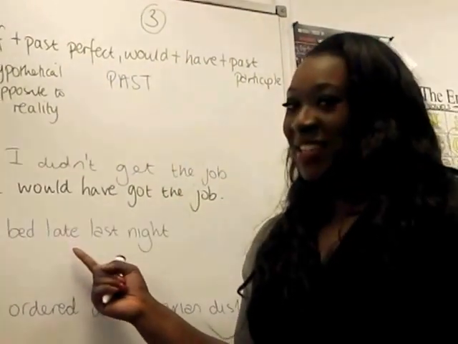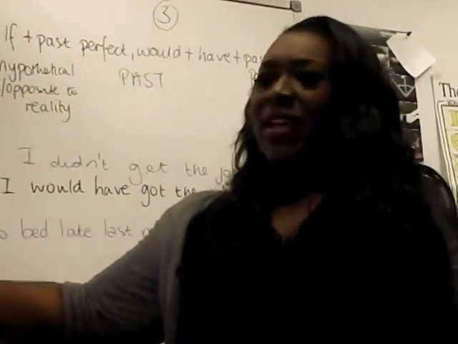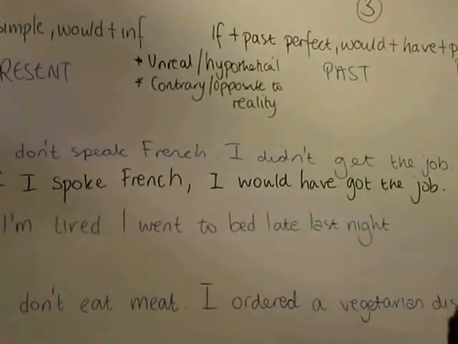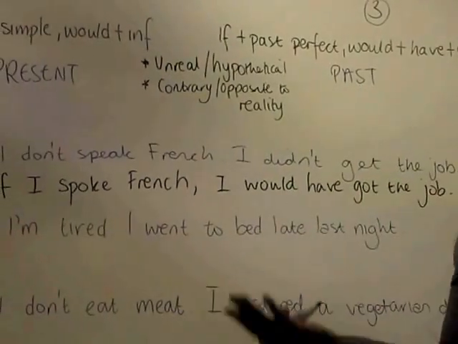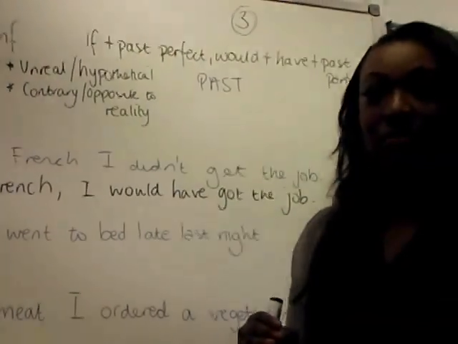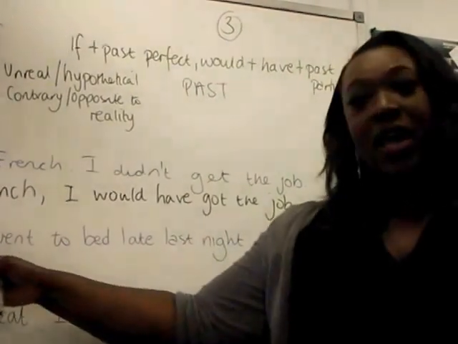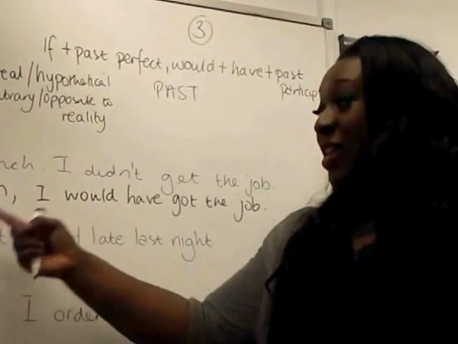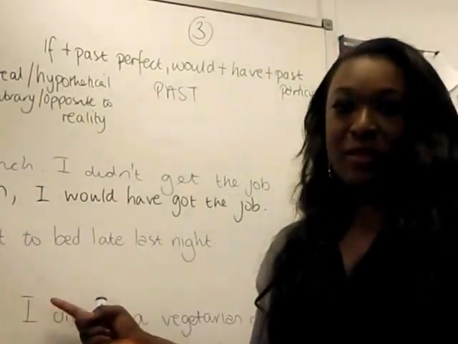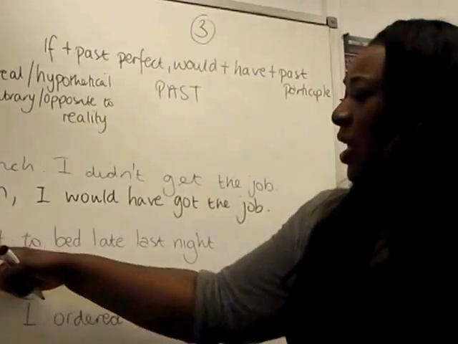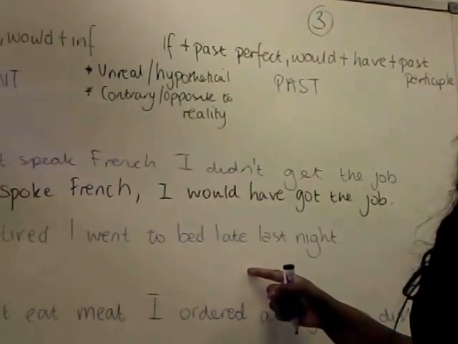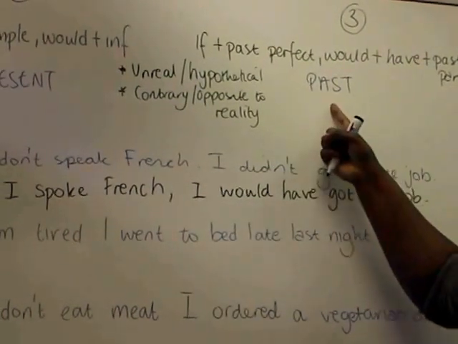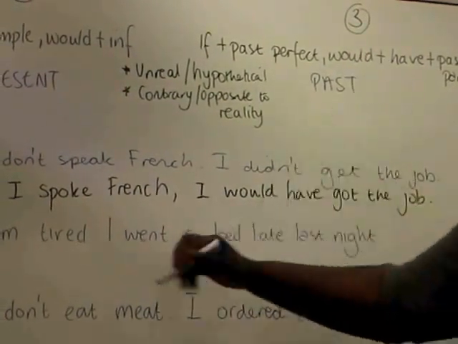Let's try the next sentence. I'm tired. I went to bed late last night. What is the cause and what is the result? Well, I'm tired now. Why? Because I went to bed late last night. This is the cause. This is going to be the if structure. What time period am I going to use? Well, this is past time. So I must use my past clause, the third conditional.